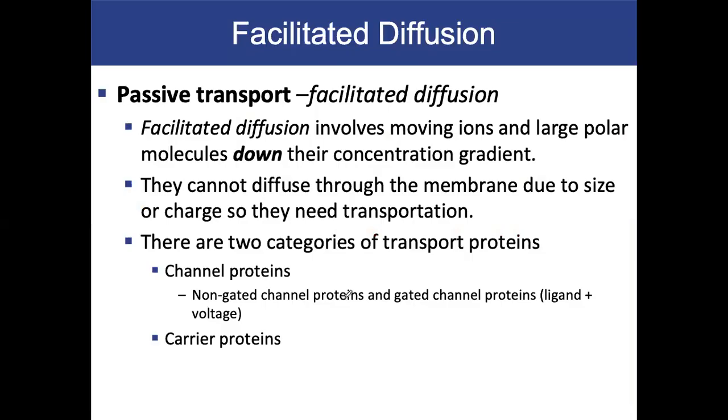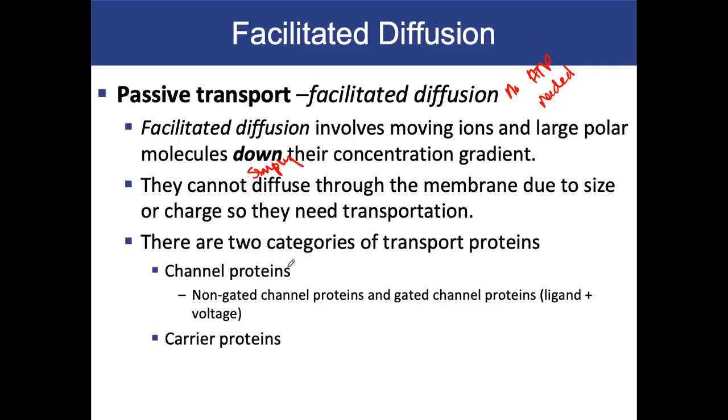Okay, so let's look at facilitated diffusion. Facilitated diffusion is still passive. Why is it passive? We don't need ATP, right? So no ATP needed. So you don't need to expend energy to get this to work. It moves ions and large polar molecules like glucose down their concentration gradient. They can't simply diffuse through the membrane due to the size or charge, so they need to be transported.